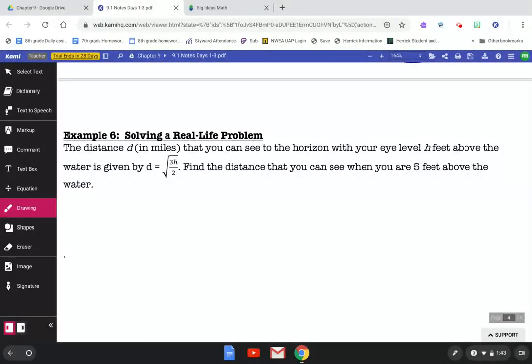So the distance d in miles. So distance for d. H is the height, in feet above the water. They give us this fantastic d equals square root of 3h over 2. And then we're also given 5 feet. Well, you need to understand, what is 5 feet? Is that going to be d, the distance, or is that your height?